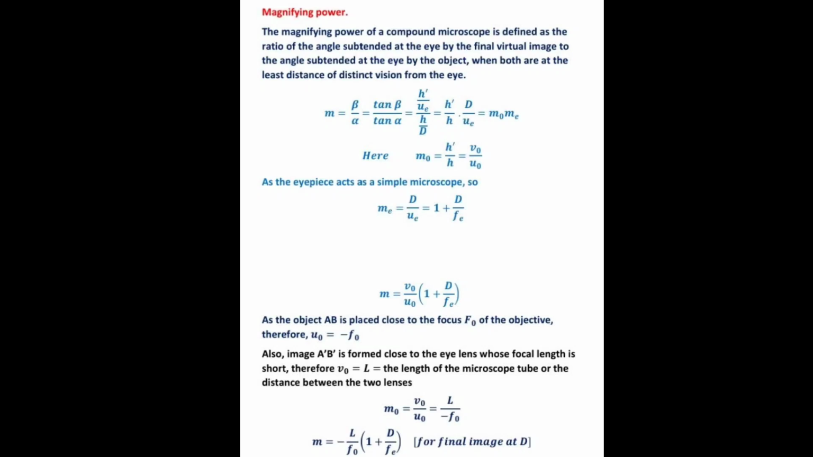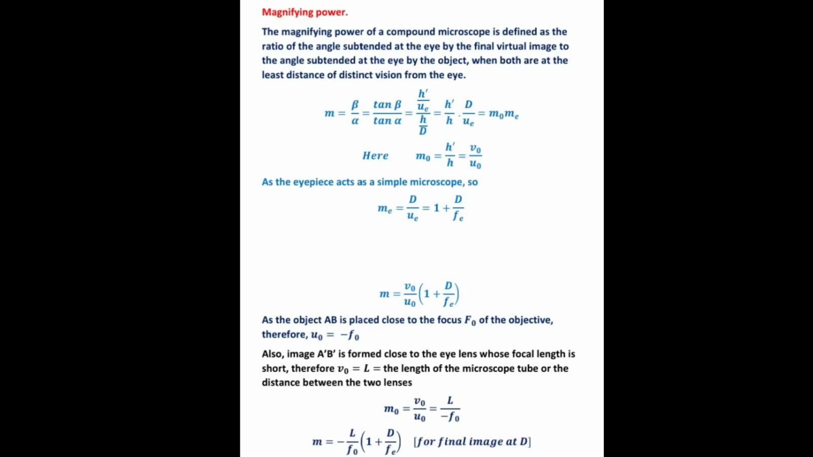Then as we get the relation of the magnification power, that is m is equal to m naught me, we know the value of m naught in terms of the object distance and the image distance, that is v naught upon u naught. Put that value, and for me we put the expression that we gained from the simple microscope. So the final expression for the magnifying power is v naught upon u naught, multiplied with 1 plus d upon fe. So we have the two relations.